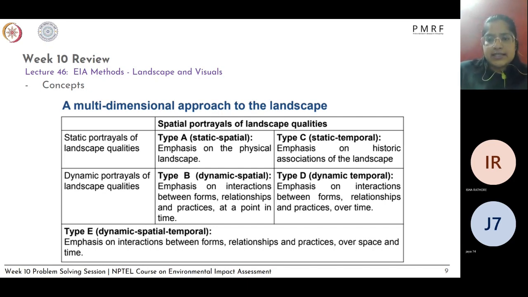And then type C is static temporal, which puts emphasis on the historic associations of the landscape, which is the past, how the past landscape has evolved. And then type D, dynamic temporal, puts an emphasis on interactions between forms, relationships, and practices over time. So these are the four types of dynamic landscape qualities. And then type E, which is dynamic spatial temporal, puts the emphasis on the interaction between the forms, relationship, and practices over space and over time. So over both the two qualities.